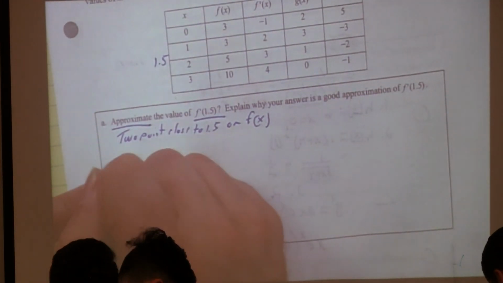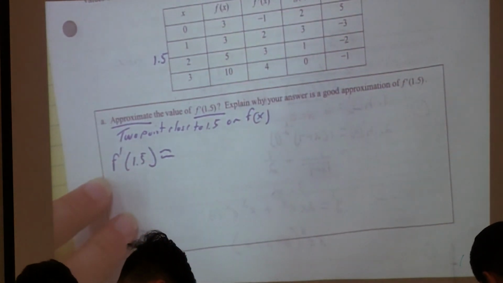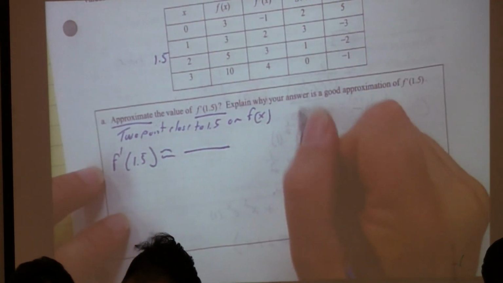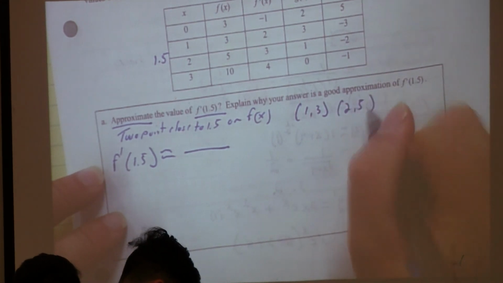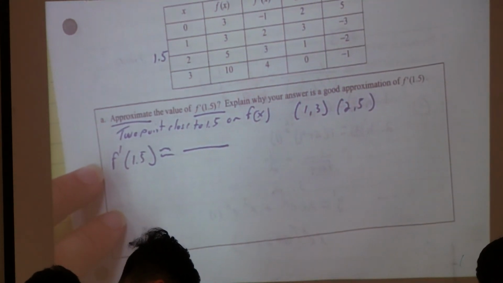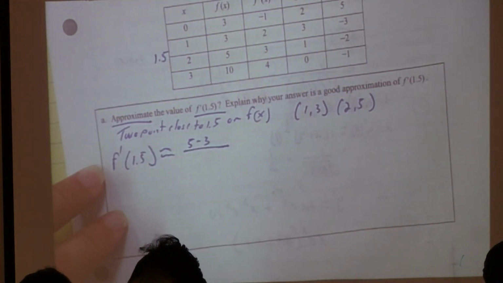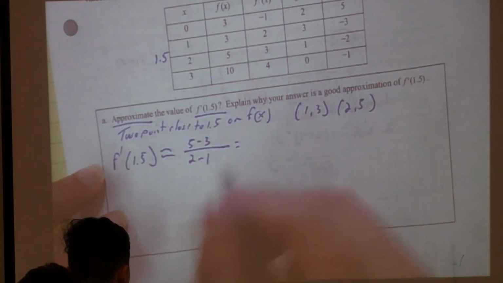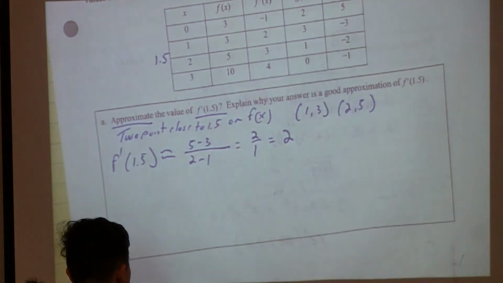Okay, so we're gonna say f prime at 1.5 is approximately what? What are my 2 points that I'm gonna use? Maybe I should write them down over here. 1, 3, and 2, 5. Okay, so now let's do the slope formula. What goes on the top? 5 minus 3, over 2 minus 1. Good, hopefully we don't mess that up. So we end up with what? 2 over 1, so we get 2.